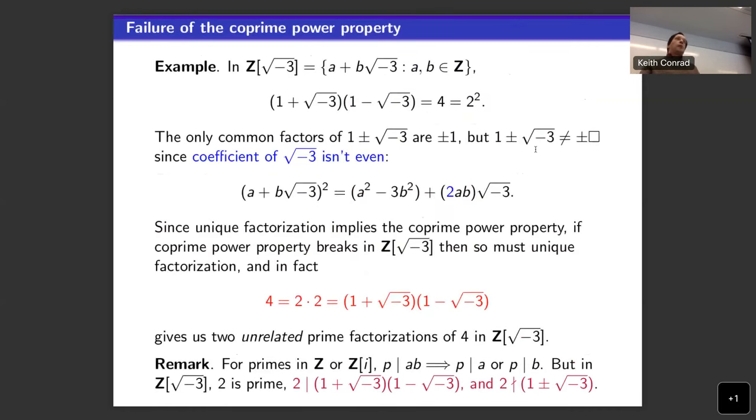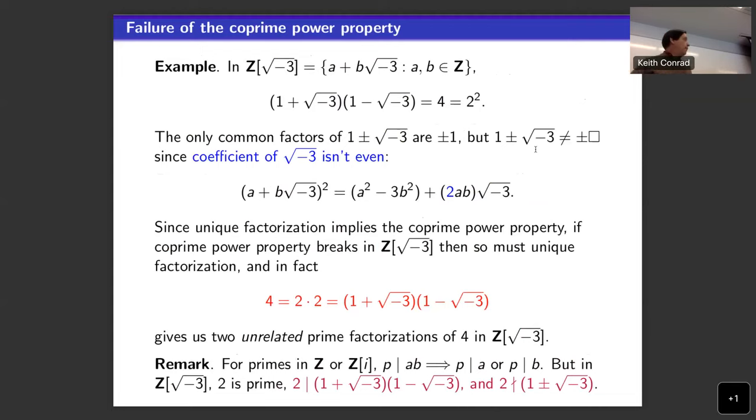Unfortunately, the coprime power property doesn't always work. So let's take a look at Z bracket root minus 3. And here we can, of course, multiply and factor. We have an example of (1 plus root minus 3) times (1 minus root minus 3) is 2 times 2. So in this setting, it turns out on the left side, the only common factors to the two parts are plus or minus 1. And unfortunately, these two factors are not a square up to a plus or minus sign. So although we have a product of two numbers with no common factors equal to a square, their individual parts are not squares up to sign.